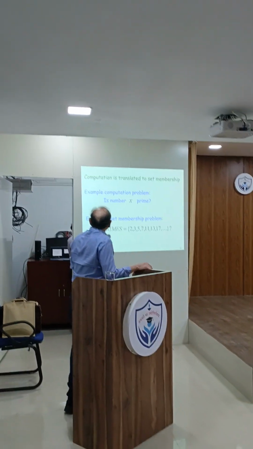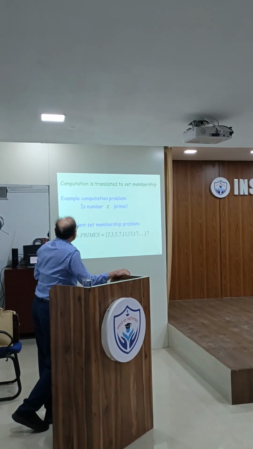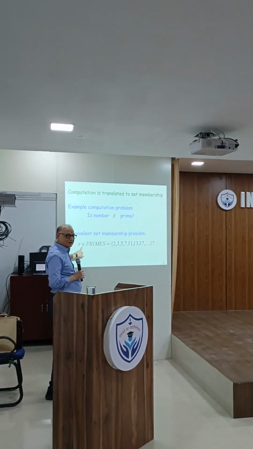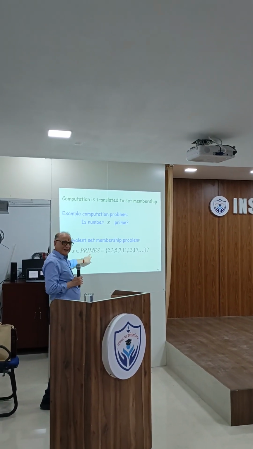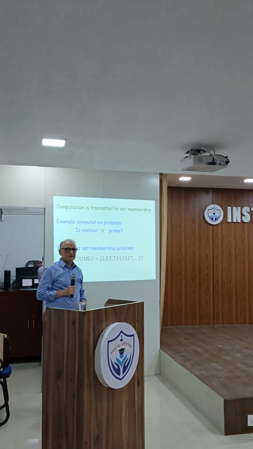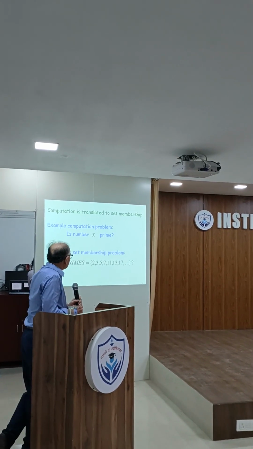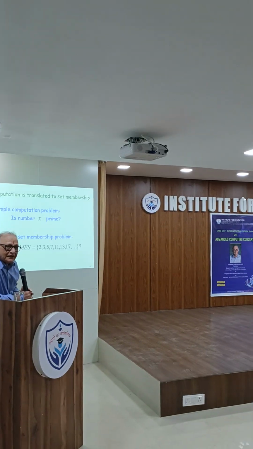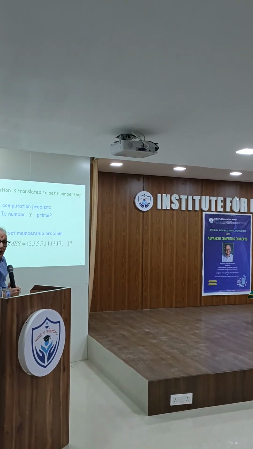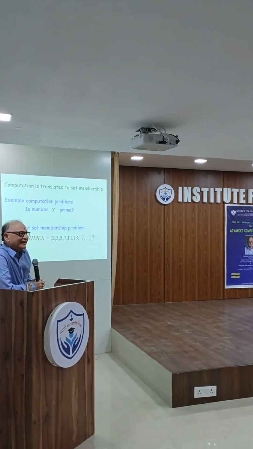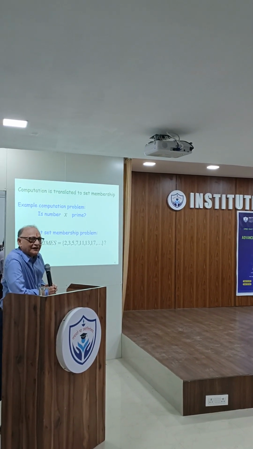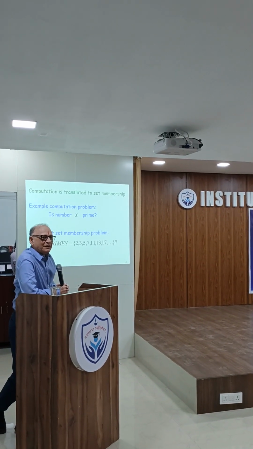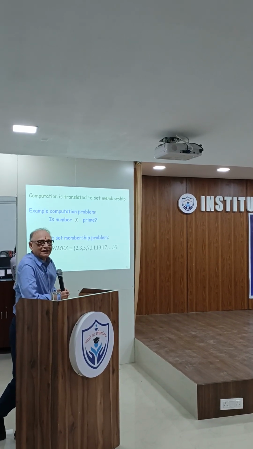Next one. See, the number x is prime. If you look at x, this symbol you know, belongs to. X belongs to primes. So we have all the prime numbers: 2, 3, 5, 7, 11, 13, 17, 19, then the next one 23, then 29, 31. Can you tell me how many prime numbers you have? Infinite. What is infinite?